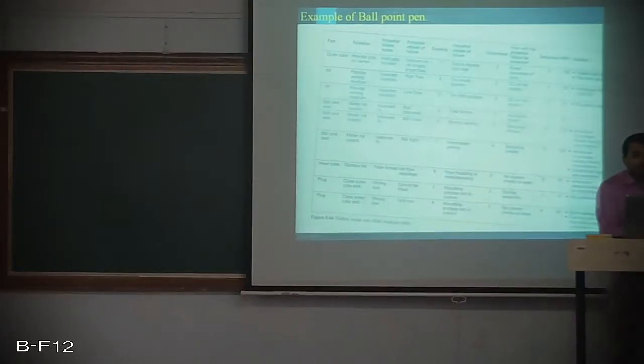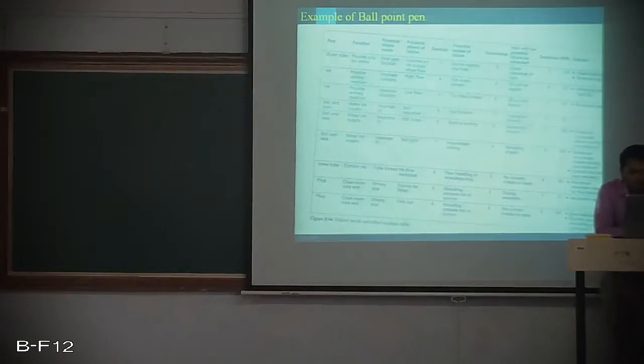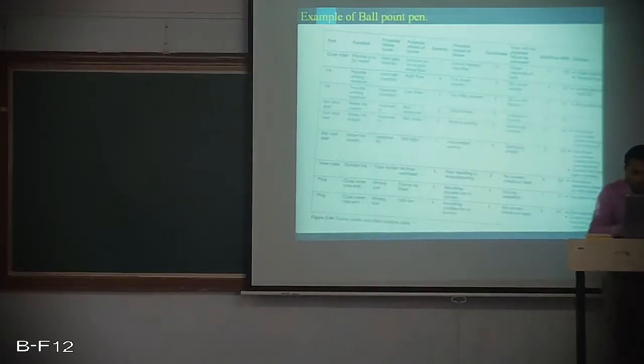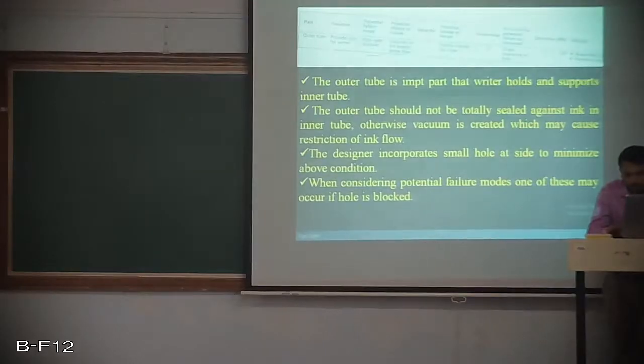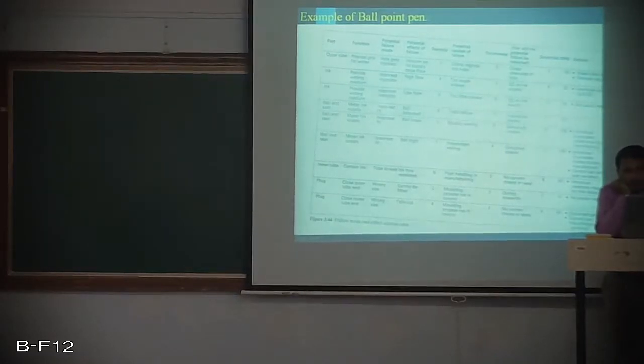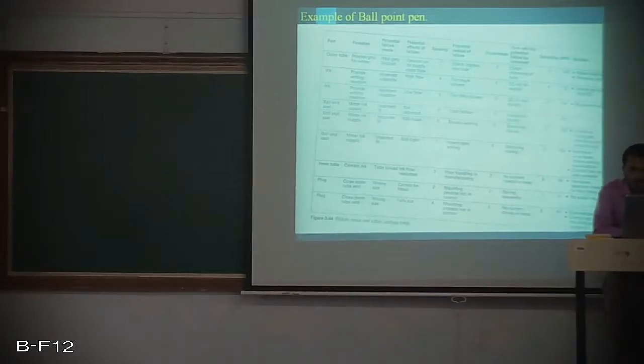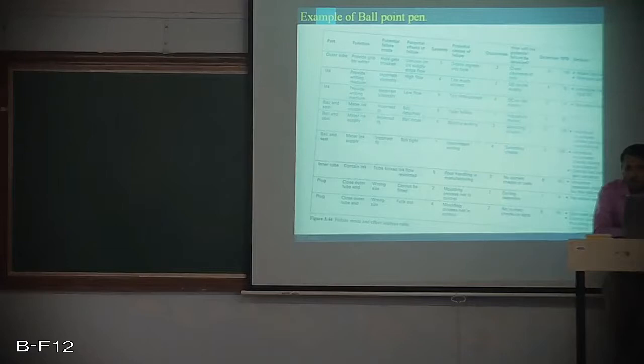If you consider a ballpoint pen as a product, some of the parts are the outer tube, ink, ball, sheet, inner tube, plug. These are the parts which make the ballpoint pen. These parts are assessed with respect to function, potential failure mode, potential effects of failure, severity, potential causes of failure, occurrence, how the potential failure will be detected, detection, RPN and actions.